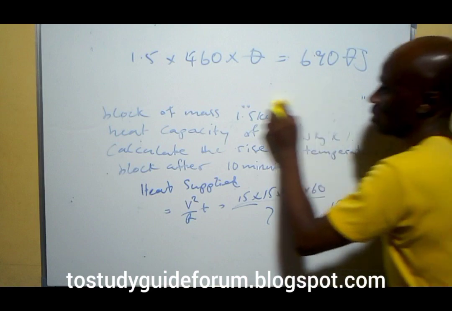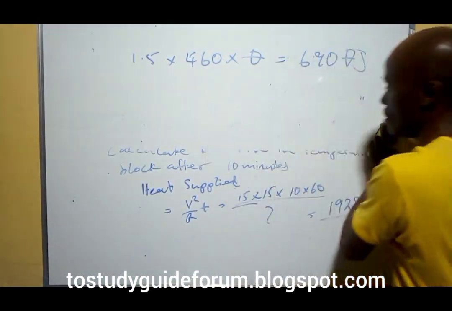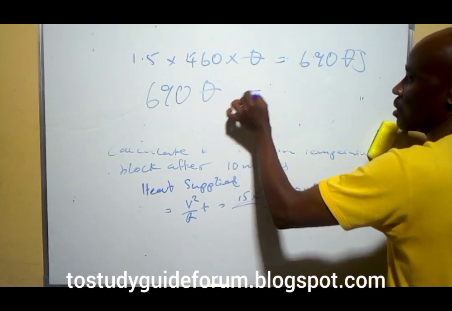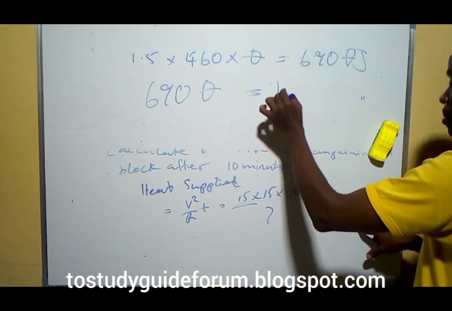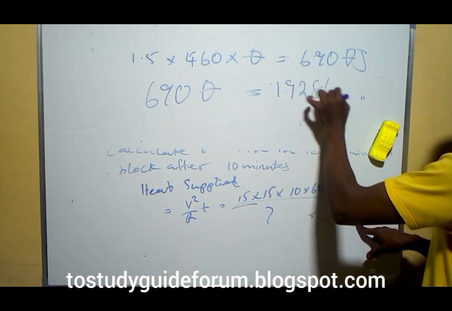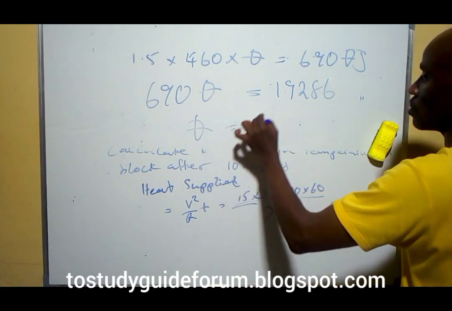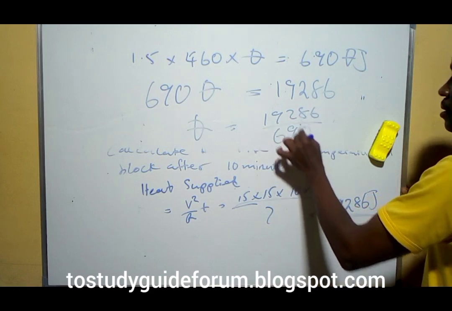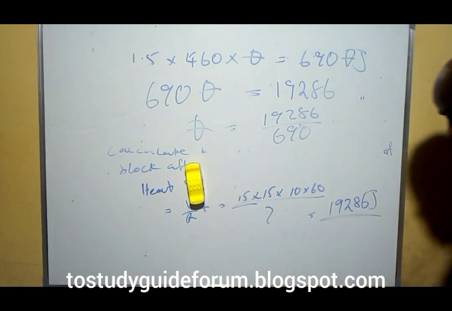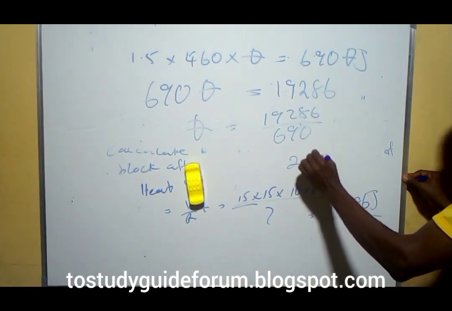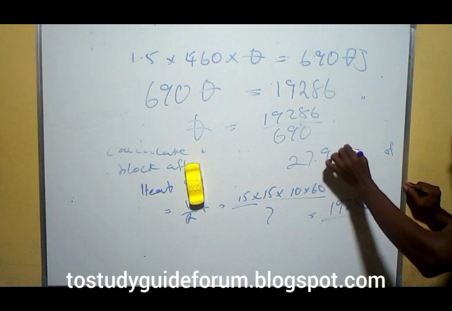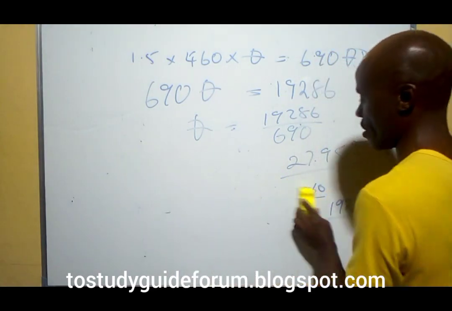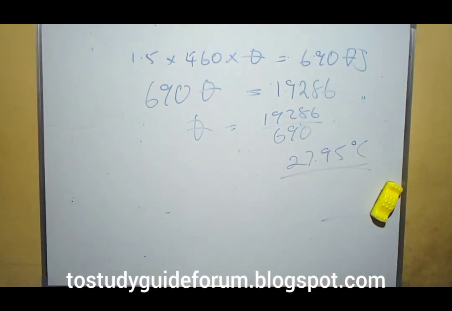Since we have everything intact, the next thing is that we know 690 theta is equal to 19286. Theta will then be equal to 19286 divided by 690, and that will give us 2 degrees C. That is the rise in temperature. That's what we have here, so this is our final result.